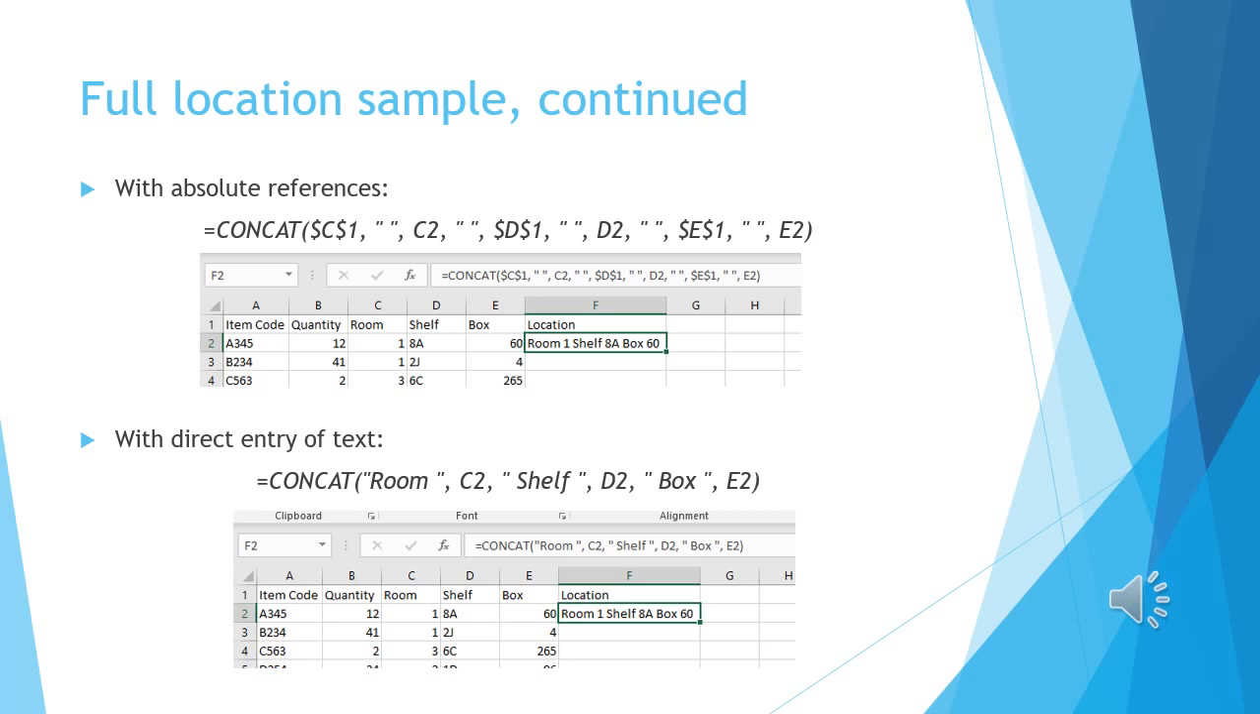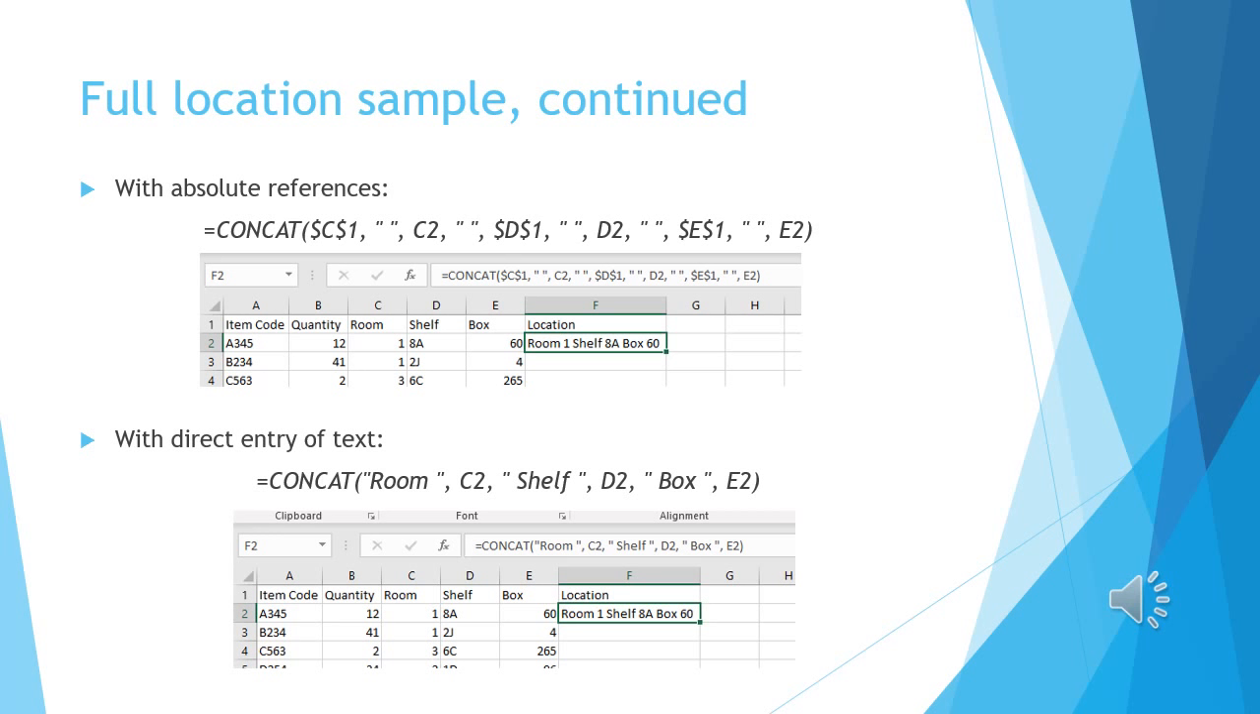Equal sign concat, open parentheses, $C, $1, comma, quotation mark space, quotation mark, comma, C2, comma, quotation mark space, quotation mark, comma, $D, $1, comma, quotation mark space, quotation mark, comma, D2, comma, quotation mark space, quotation mark, comma, $E, $1, comma, quotation mark space, quotation mark, comma, E2, close parentheses. Whew. In the second example, I've typed the labels room, shelf, and box right into the formula.